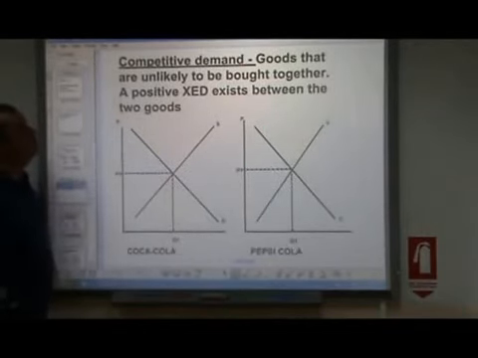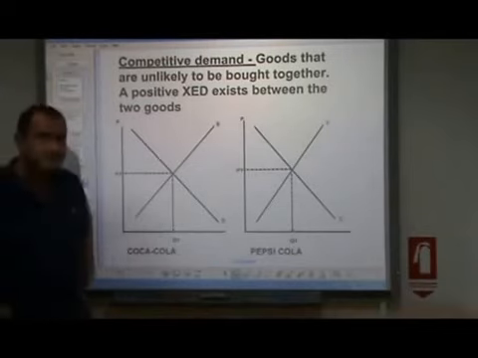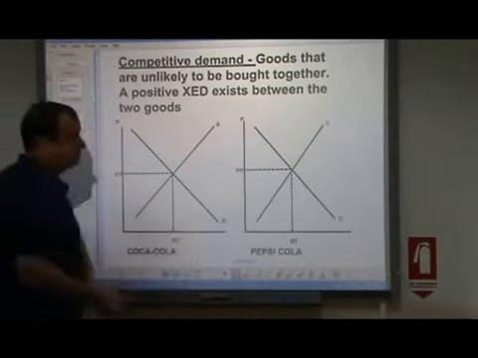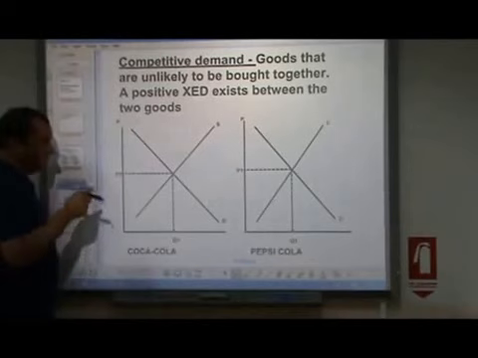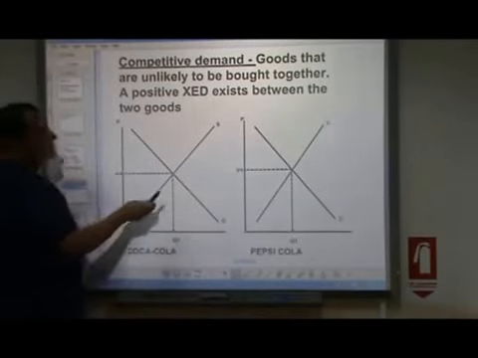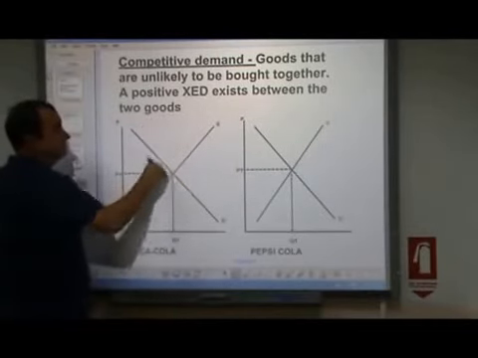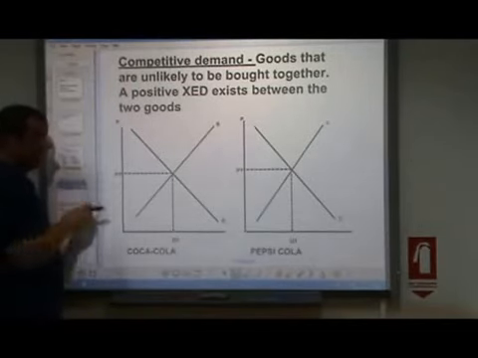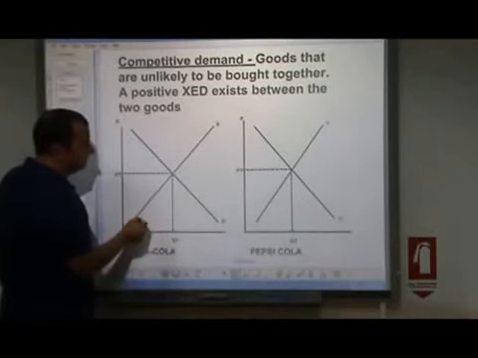Competitive demand. Goods that are unlikely to be bought together. They have a positive cross-elasticity of demand between them. These goods are substitutes. Perhaps Coca-Cola and Pepsi-Cola is a good example of this. So, something happens in the Coca-Cola market. Now I can interpret this as a change in the cost of production and shift the supply curve, or I could shift the demand curve as well. Let's shift the supply curve. Let's say that something encourages Coca-Cola to produce more because there's been a fall in their cost of production.